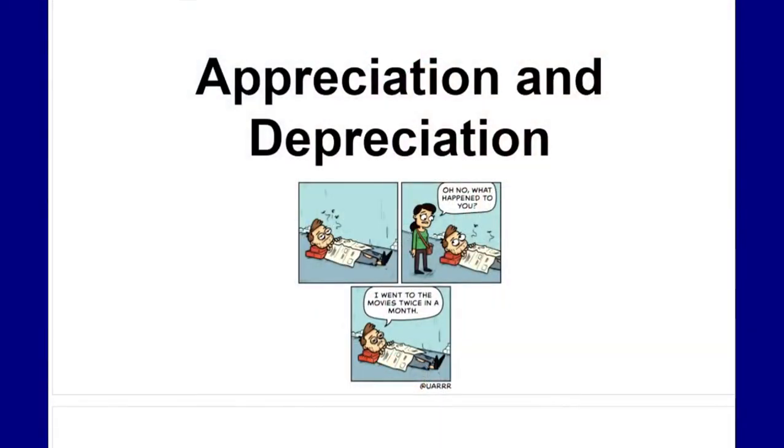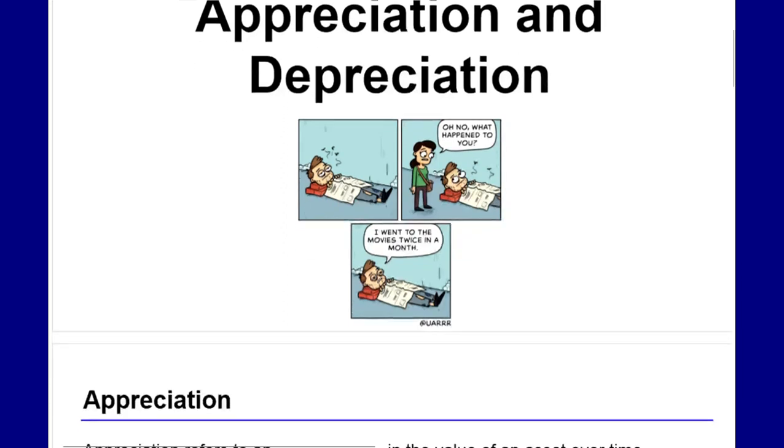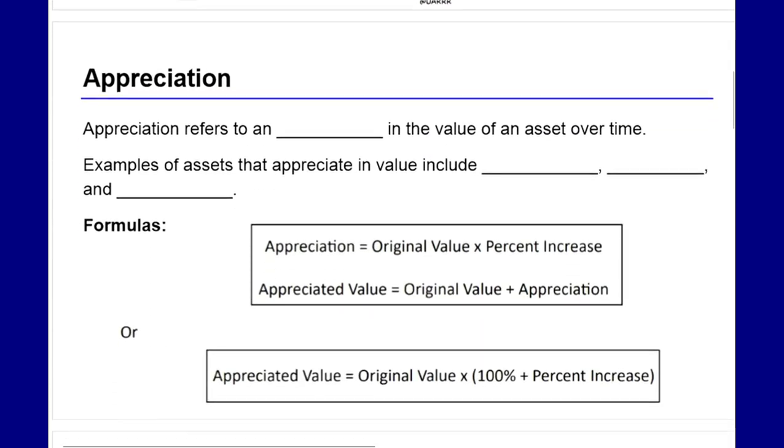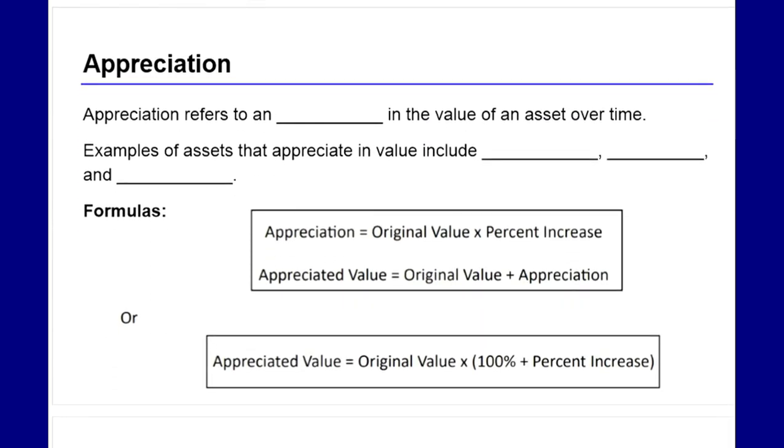In today's lesson, we are going to be looking at appreciation and depreciation. Appreciation is a term that refers to an increase in the value of an asset over time. So, basically, what something is worth is going to increase over time. Some examples of assets that appreciate in value include things like homes. So your house can increase in value over time, right?